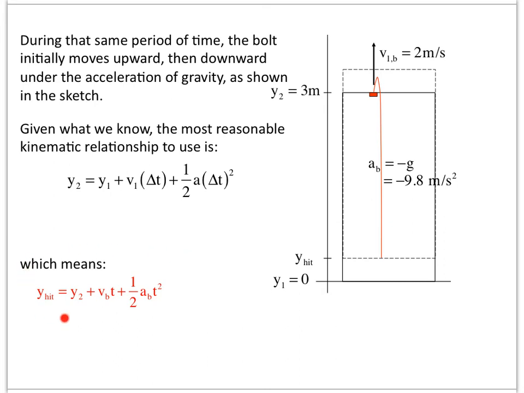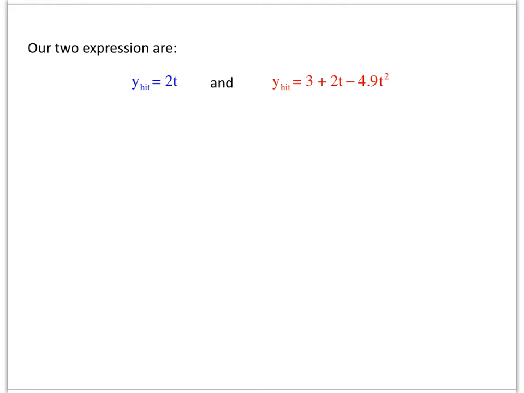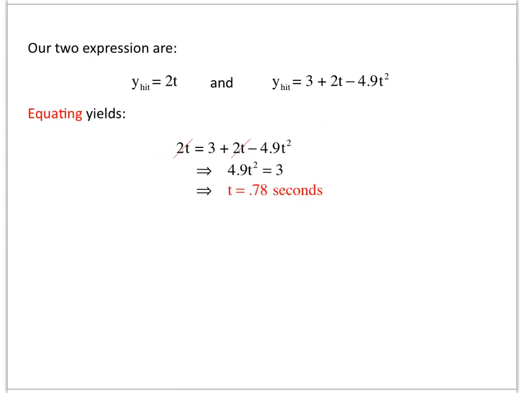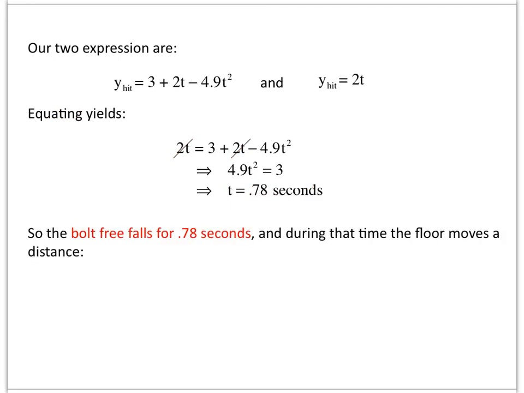Continuing on, this is what the relationship looks like. And filling it in, y2 is 3, v0 is 2, a is minus 9.8. You end up with this final relationship. So we can put our two relationships together, and you will notice they both have y hit equaling something that is time dependent. Equating the two, you will notice you have two t's on both sides, which can be canceled. If you fuss, you come up with t is equal to 0.78 seconds. So apparently, the bolt free falls for 0.78 seconds, which means, according to the math, the elevator floor travels a distance 1.56 meters. And that's the solution we've been looking for.